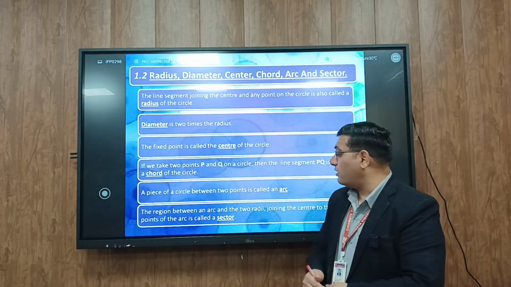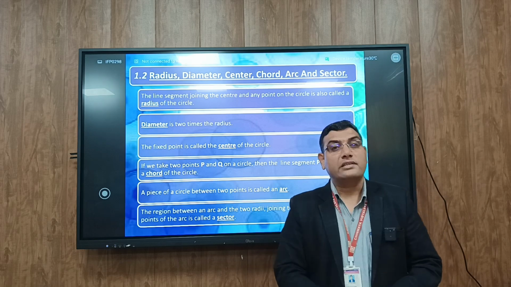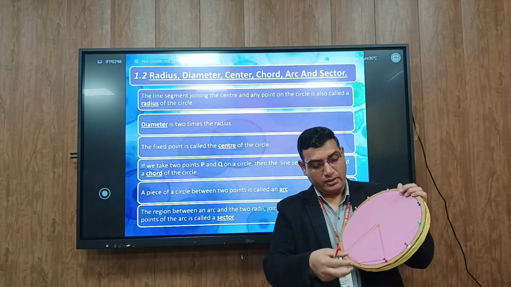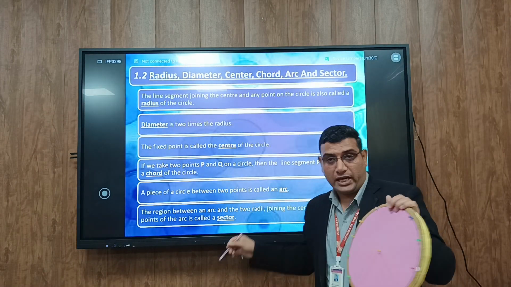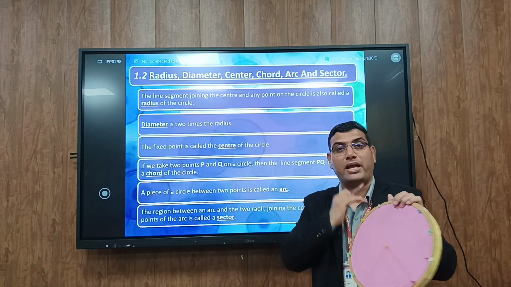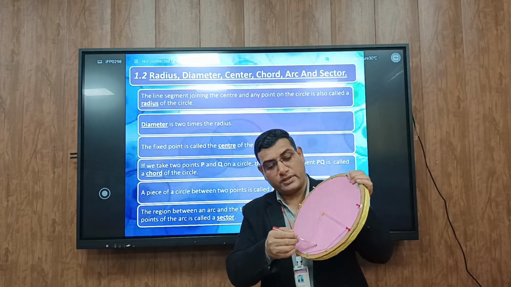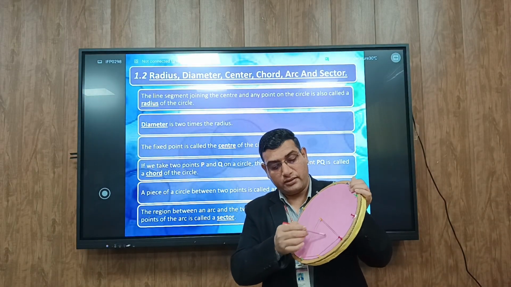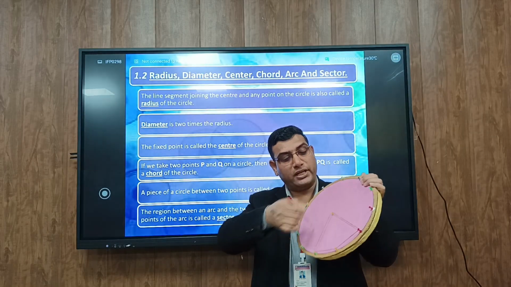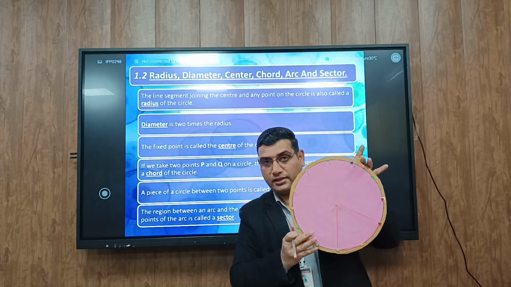Now one more term is here, segment. Sector is also of two types, minor sector and major sector. If we talk about this one, this is a minor sector, and this big one is the major sector.